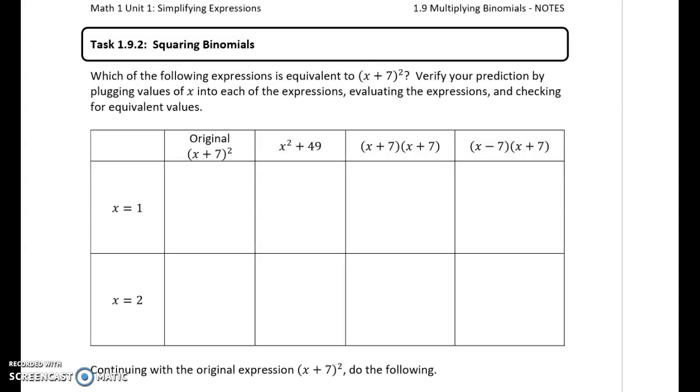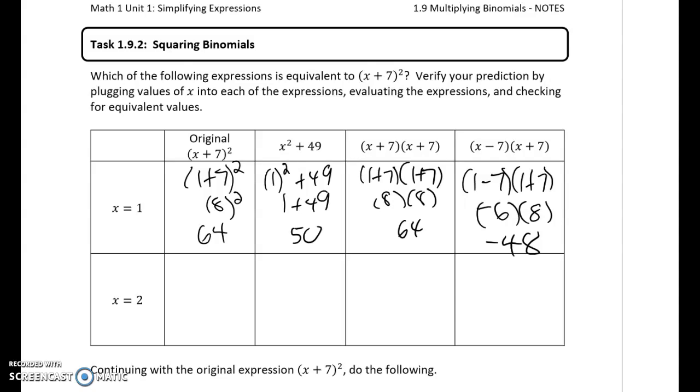We want to figure out which of the 3 expressions that follow is equivalent to the original. I want you to go ahead and just do the top row, where x equals 1. As in the last lesson, you're going to substitute that in for x in each of these 4 expressions and see which ones are equivalent to x plus 7 in parentheses squared. As you saw, the only expression that gave us an equivalent value to the original is this one.